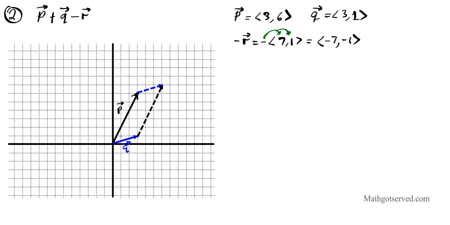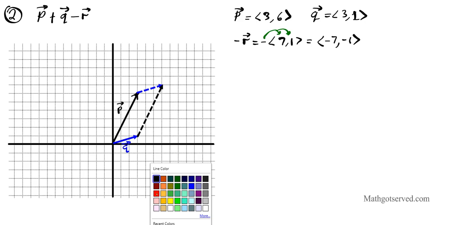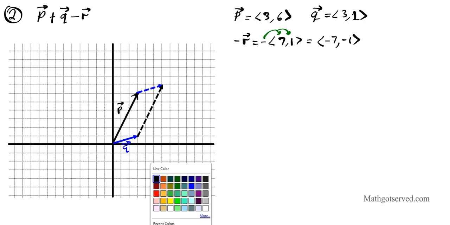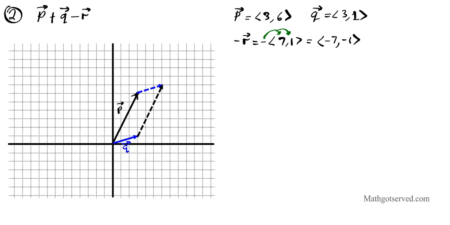Now the diagonal starting from the origin to where the tips of the translated vectors meet is going to be the sum of the two vectors. Okay, so let's go ahead and draw that. I'm going to draw that in red. So this vector right here is vector P plus Q. Okay, let's go ahead and label it. This is vector P plus Q.